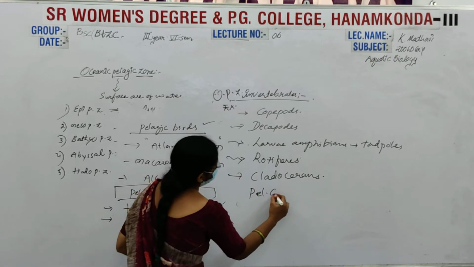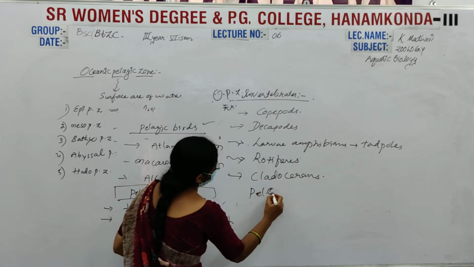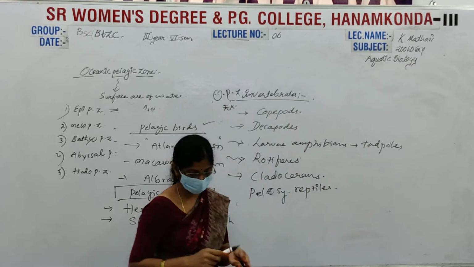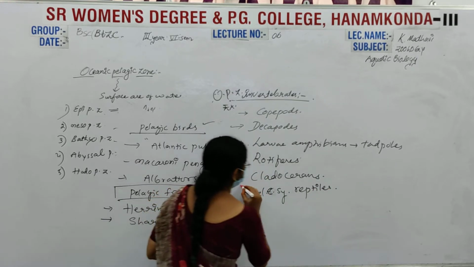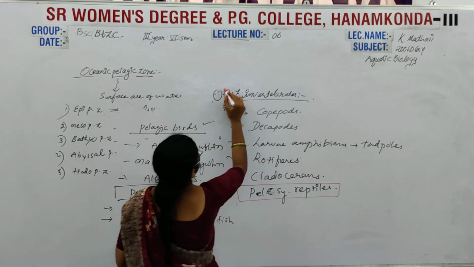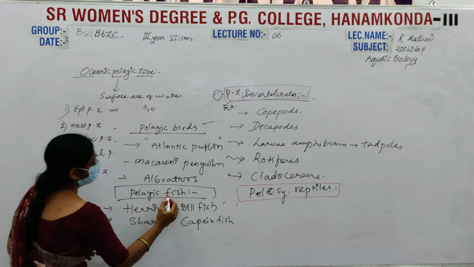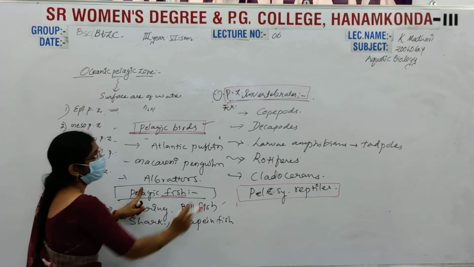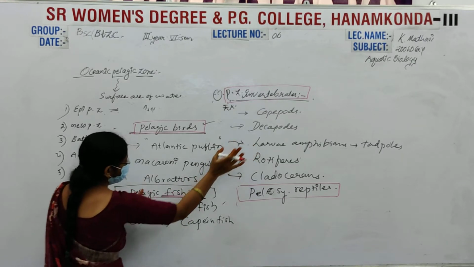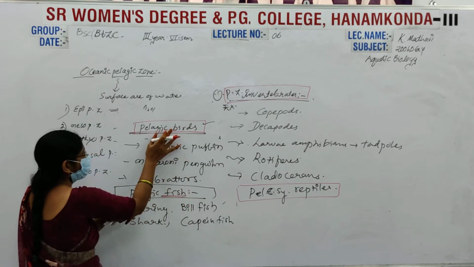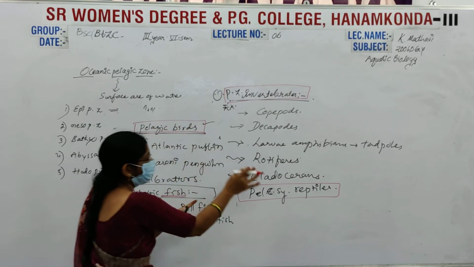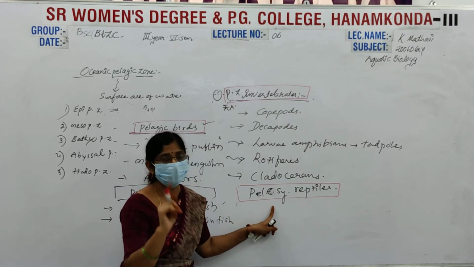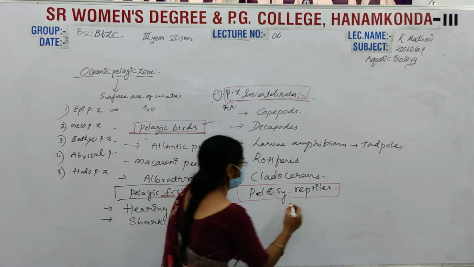Oceanic pelagic reptiles. Here are the invertebrates, and these are the fishes, and here we explained some birds. The invertebrates are food for the fishes. These fishes are food for these birds. And some reptiles are also present in the pelagic zone. Only one single species of snake is present among these reptiles.